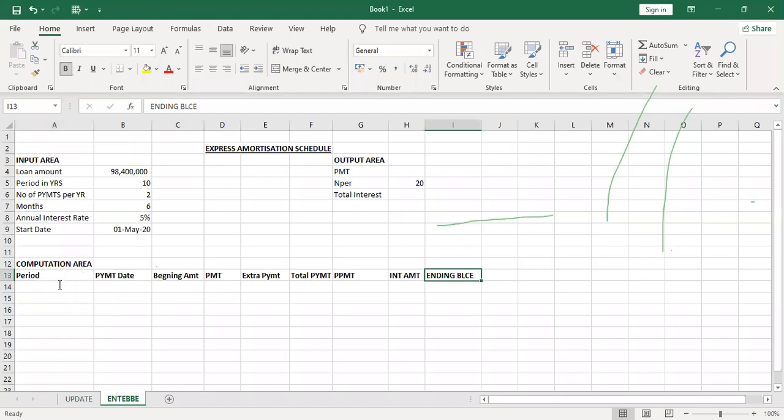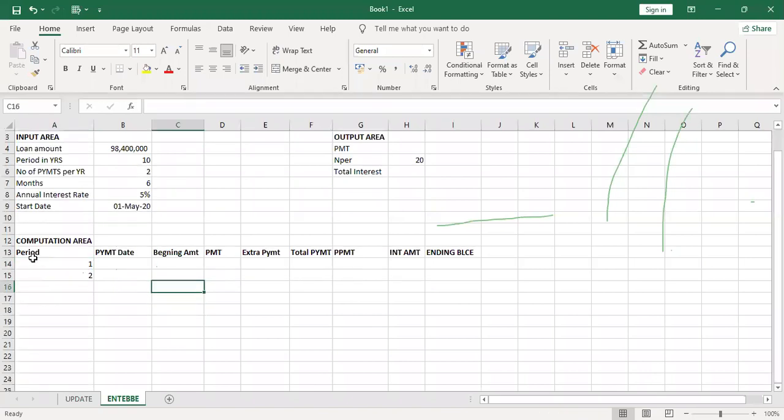and then type 2. We are going to highlight this and then autofill. But in the event that you cannot autofill, you can type 1 up to 20 manually. No one will penalize you.